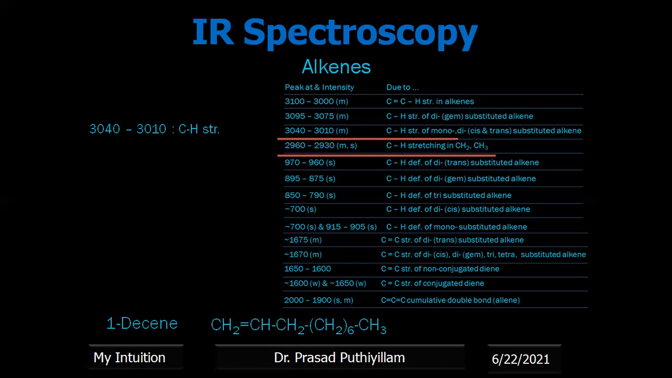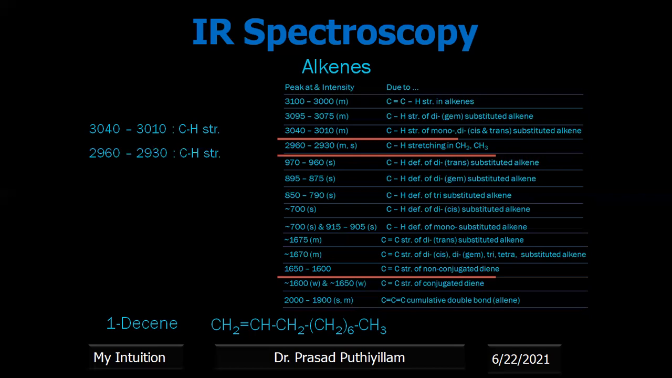Then the CH stretching in CH2 and CH3. There are many CH2 groups present in that, as well as a CH3. It gives a value around 2960 to 2930, and it is a non-conjugated type. You cannot call it a diene, but still it is non-conjugated. You can treat it as non-conjugated, since a single double bond is present.